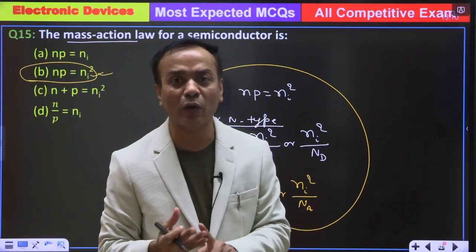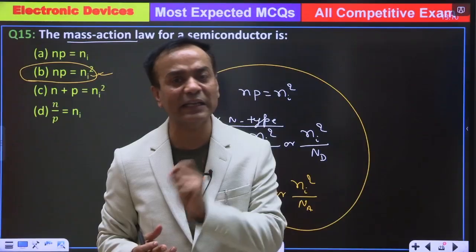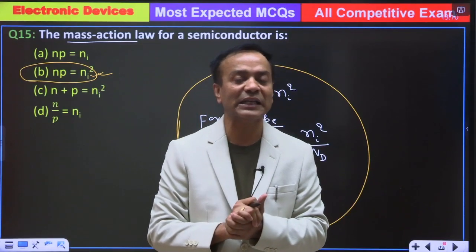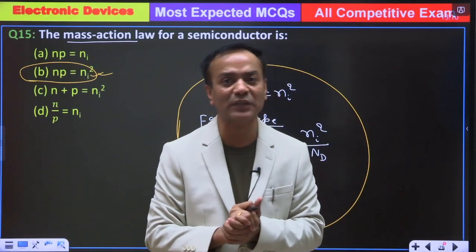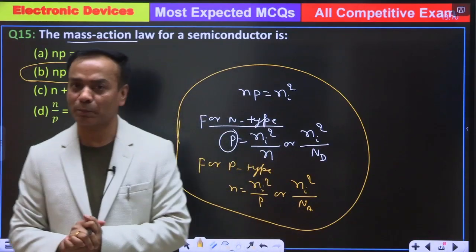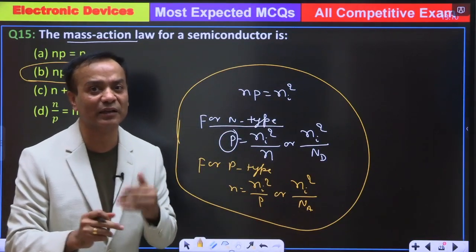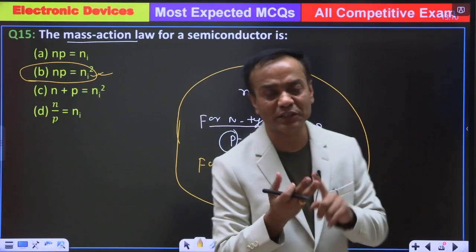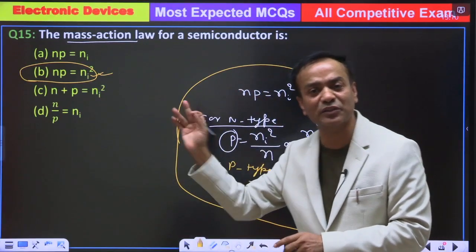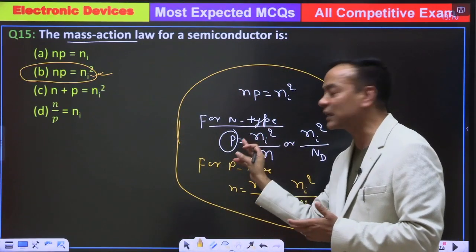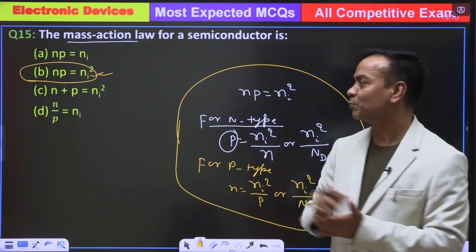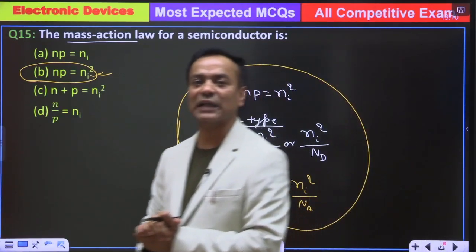So the mass action law is applicable only in the case of a semiconductor. The reason behind that is, in the case of metal, there are no holes, there is only one type of charge carrier, the electron. So the mass action law is not applicable in the case of metal. It is applicable in the case of a semiconductor, where we have the concept of majority charge carrier and minority charge carrier. So this formula is used to find the concentration of the minority charge carrier in an extrinsic semiconductor. By this way, option B is the right answer for this question.